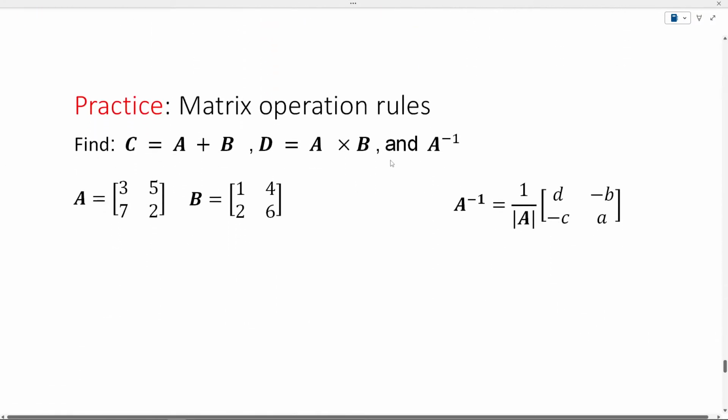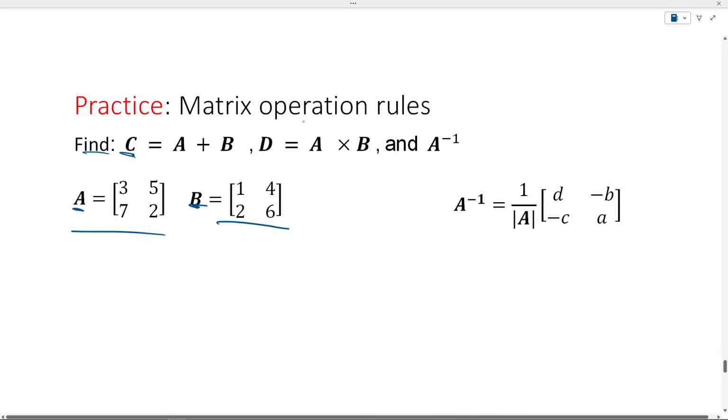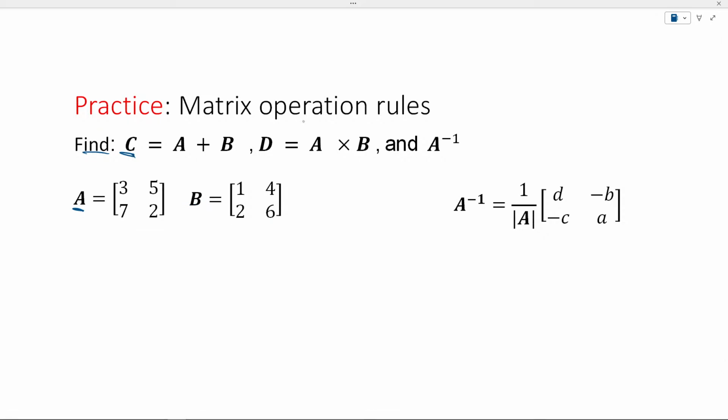Okay, so here is a practice. I want you to pause this video and try to do this. This is matrix A and matrix B, and I'm telling you matrix C is equal to matrix A plus B. You see here, this is a capital letter in bold font, because this signifies that this is a matrix. So this bold font means that this is a matrix. I'm telling you, matrix C is equal to A plus B. So try to do this.